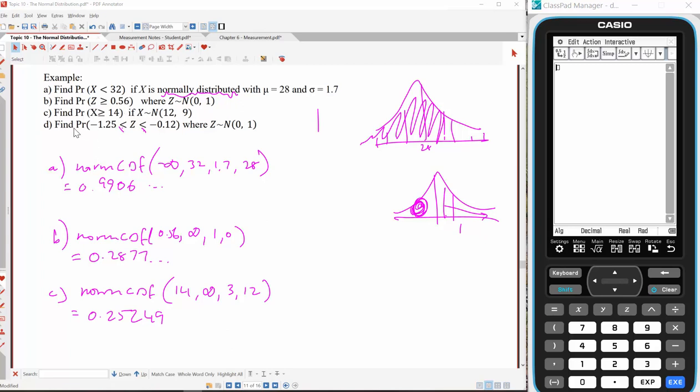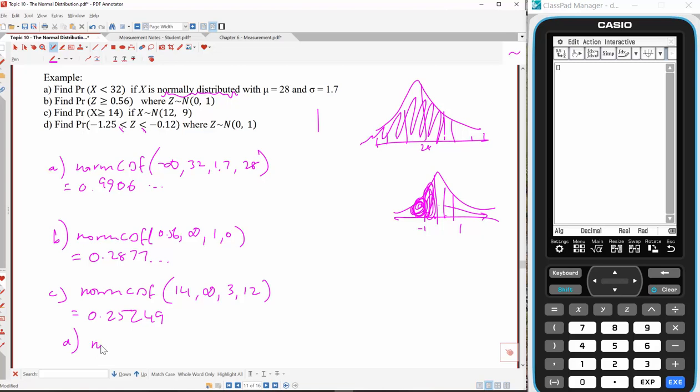Let's finish this off. So we're finding out the probability that the random variable, which is the standard normal distribution, is between negative 1.25 and negative 0.12. So 1 to the left is there, and 0. What have we got? 1, 2 to the left is there. So we're going to be looking in this area here. So we can sort of guess that it's going to be about 0.3 or something like that.